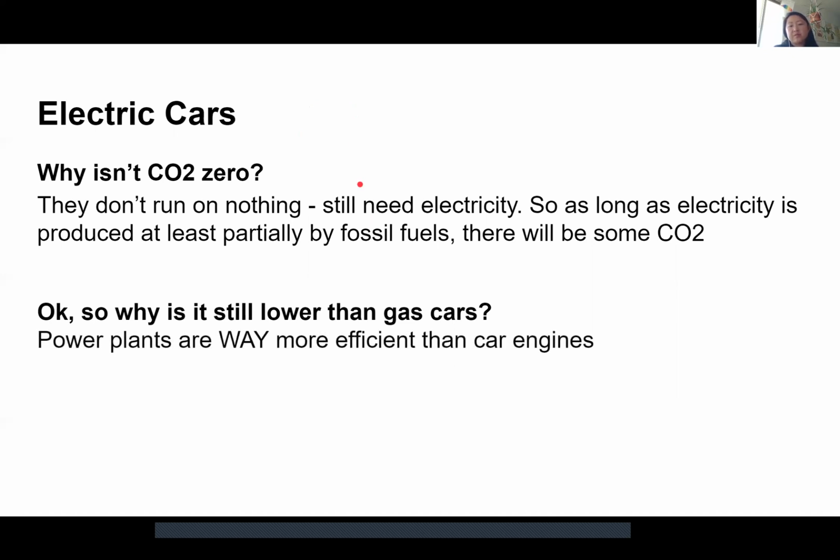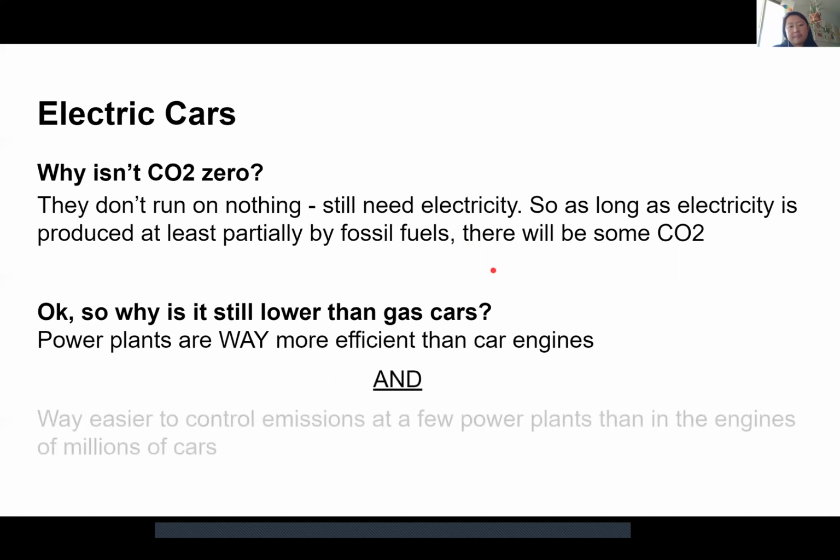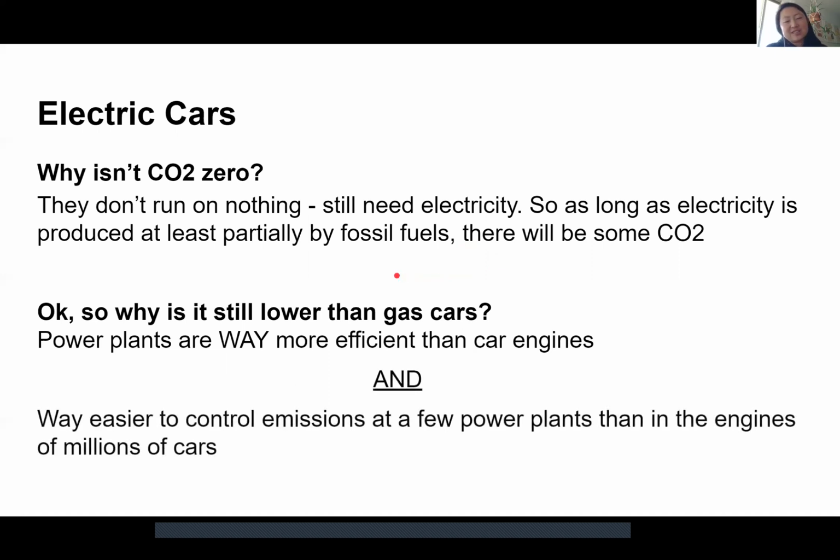Power plants are way more efficient than car engines. So even if you're getting electricity from a coal or natural gas power plant, it's still a lot less CO2 than what you would put out with a gas car. And it's way easier to control emissions at a few power plants than at the engines of millions of cars.